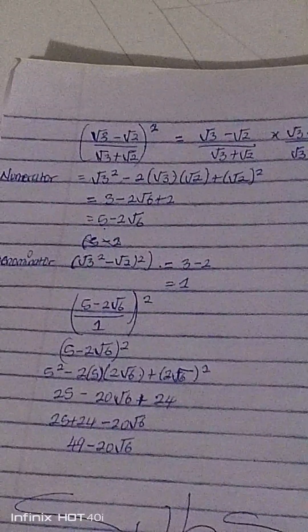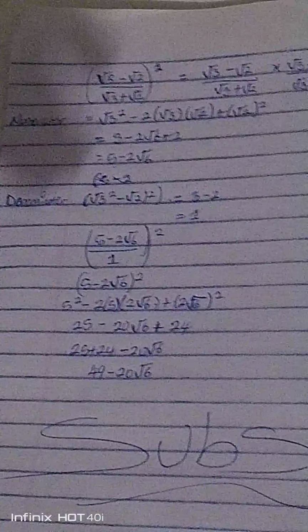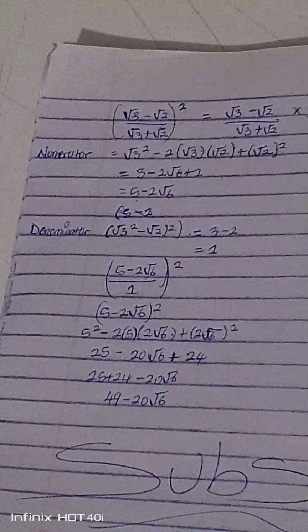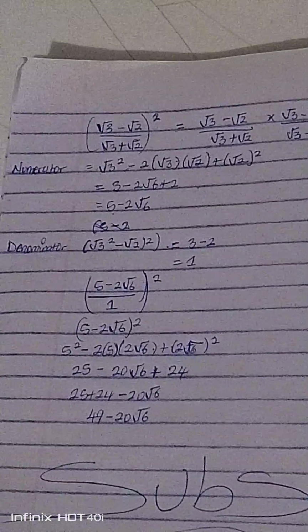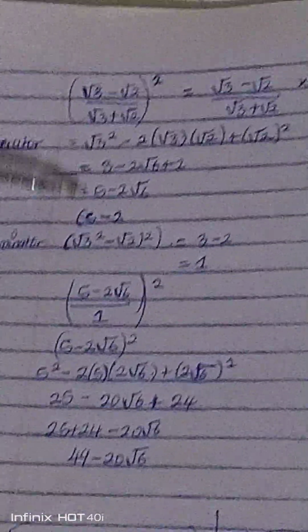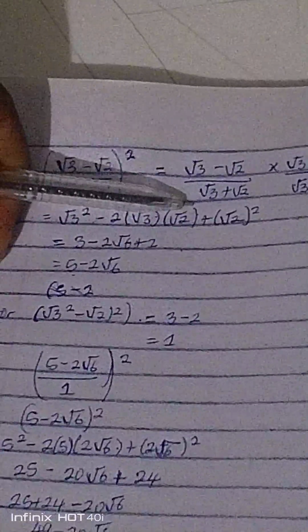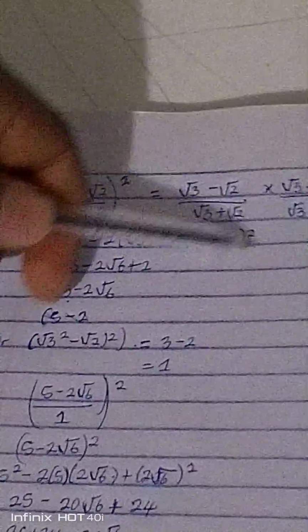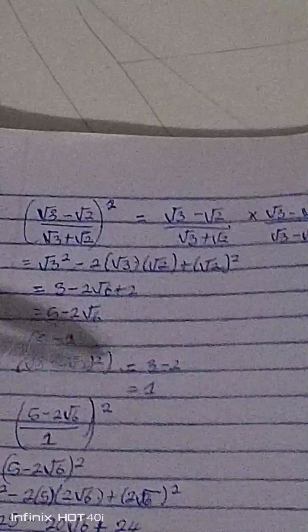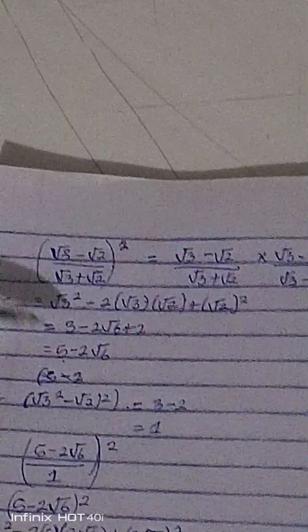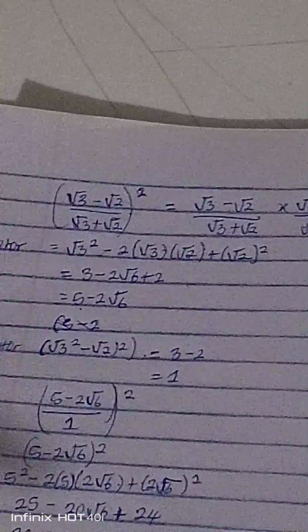That will be for the numerator. Now, as you know in surds, when you are squaring, it's different from normal numbers. So root 3 squared here will be 3. Root 3 times root 2 will be root 6. This 2 remains here. And root 2 squared will be 2. When you add 3 plus 2, you're going to have 5 minus 2 root 6.